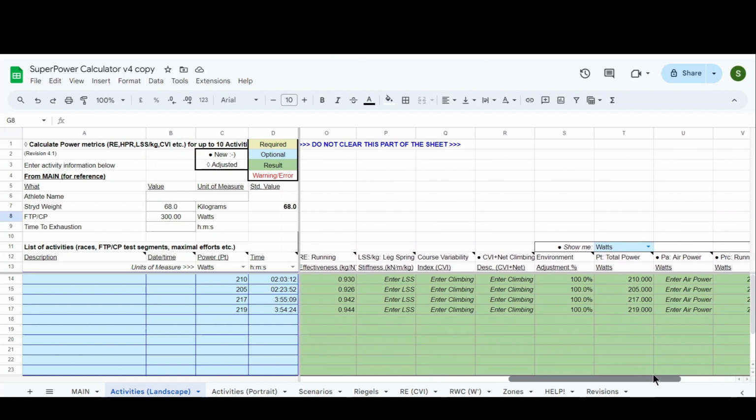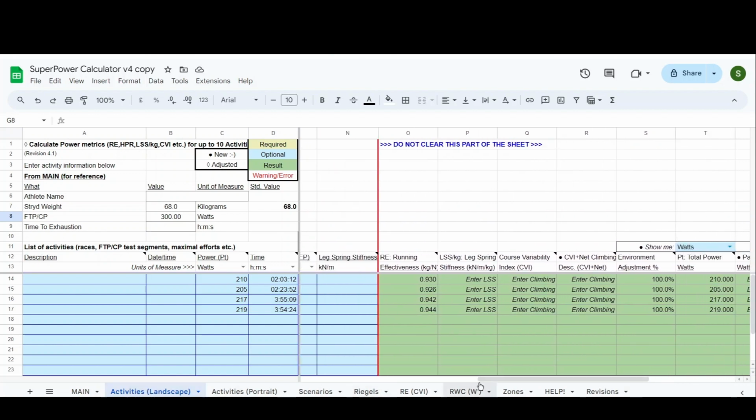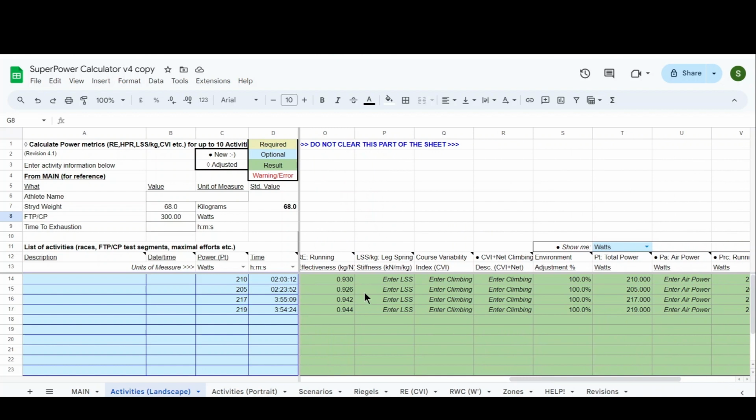So if you slide over here, we're on the activities page. We slide over here and we have running effectiveness calculated for you. So from that one data file, we got 0.930, and that was fairly lumpy. This is also fairly lumpy, 0.926. This was the marathon, a lumpy marathon, but with 0% air power, so 0.942.